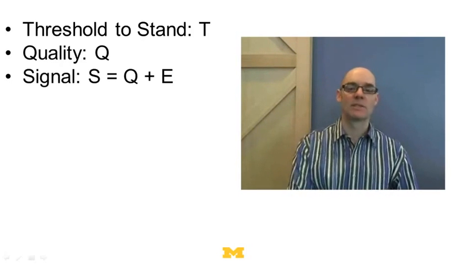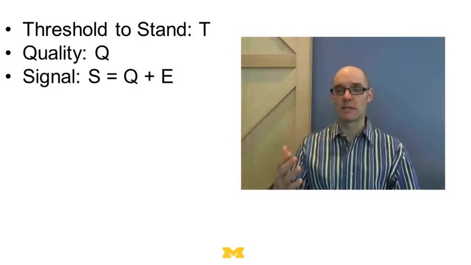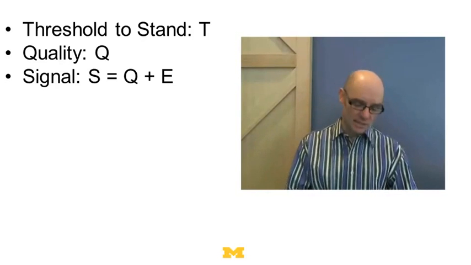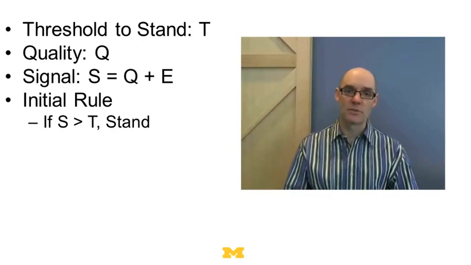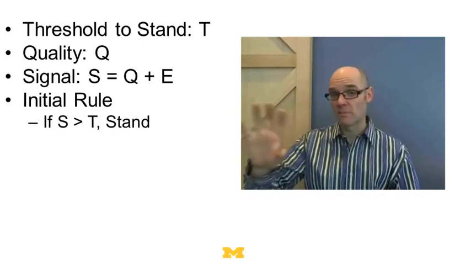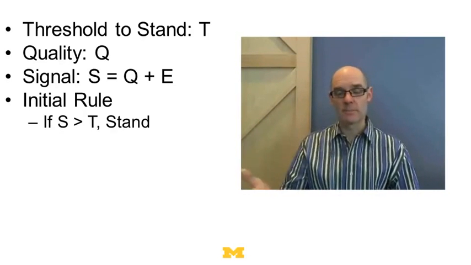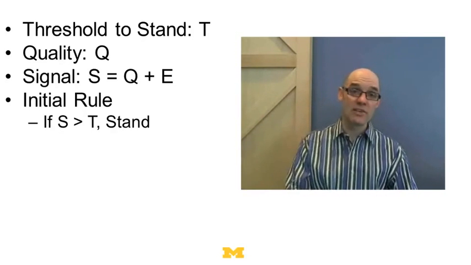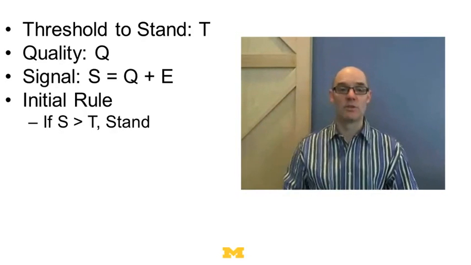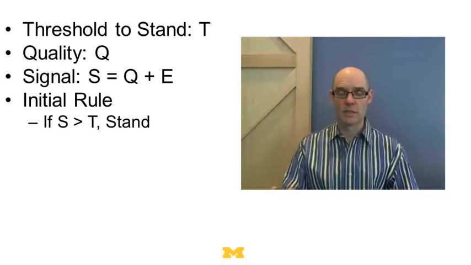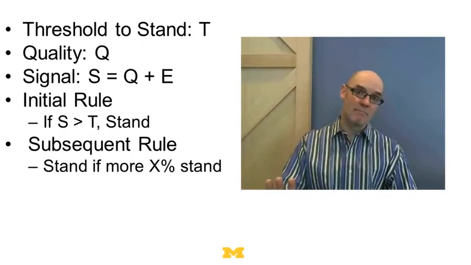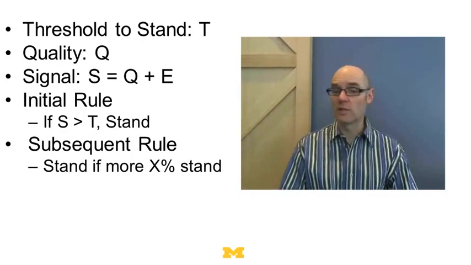But let's make this a little bit more sophisticated. Instead of you just seeing the quality, let's suppose that you get something called a signal. The signal is going to be the quality plus some other term, E, which we can think of as an error, right? So you don't see the true quality, you see the quality plus some noise. And now your decision to stand doesn't depend on the quality and your threshold, it depends on your signal and the threshold. If your signal's above the threshold, you stand. If your signal's below the threshold, you don't stand. Okay, so that's the model. Well, one more thing. Because that was the initial decision to stand, now you've got to decide, after this initial decision, do you stand once you see other people standing?